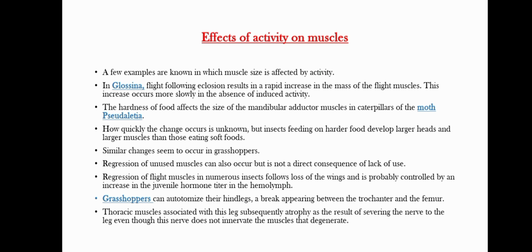Next, we're going to discuss the effect of activity on muscle development. Some examples are known in which muscle size is affected by activity. In Glossina, flight following eclosion results in a rapid increase in the mass of the flight muscles, and this increase occurs more slowly in the absence of induced activity. So flight contributes to the increase in the mass of the flight muscles in Glossina, but when this activity is absent, that growth does not occur, or occurs very slowly.